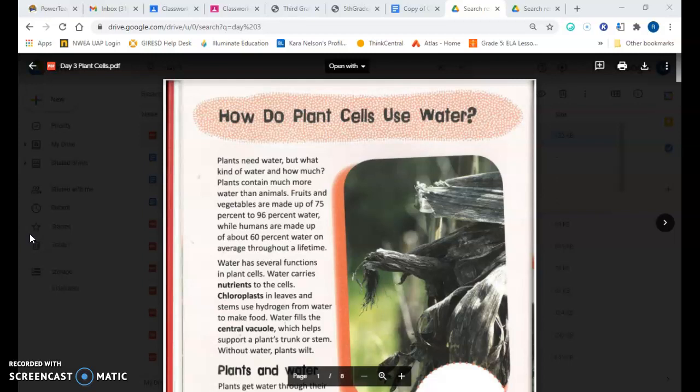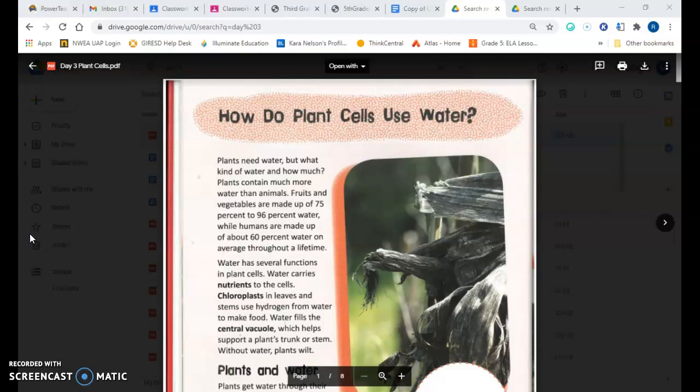There's 2 text structures that the author has chosen. The first one that we'll see is a cause and effect structure. So we're going to look for that structure to help us understand what happens when plants get too much water, too little water, when they live in the sea, or when they don't get enough sunlight. And then there's also a sequence of events for how plants make food, and we're going to be using that sequence of events in our bookworms today.